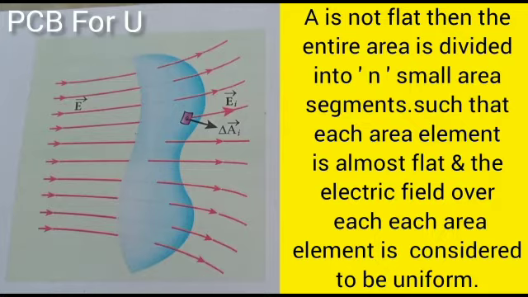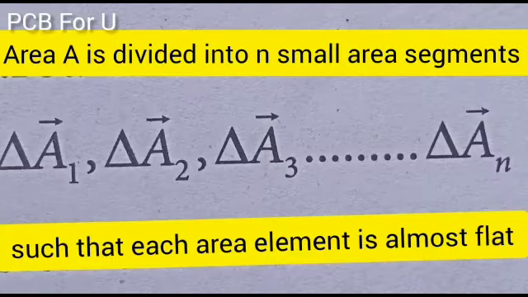Says that each area element is almost flat and the electric field over each area element is considered to be uniform. So the segments, small segments del A1, del A2, del A3 up to del AN, are all vectors. The electric flux for the entire area A is approximately written as phi E.